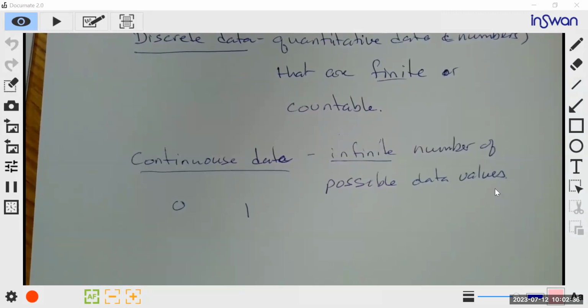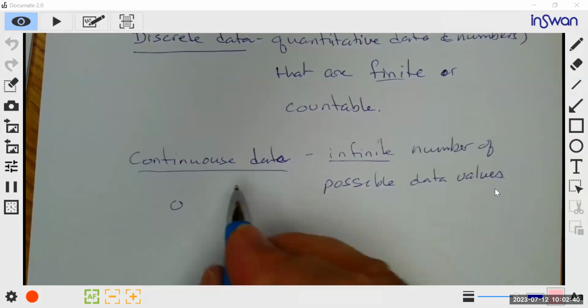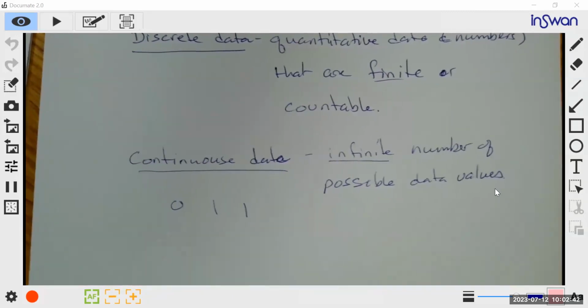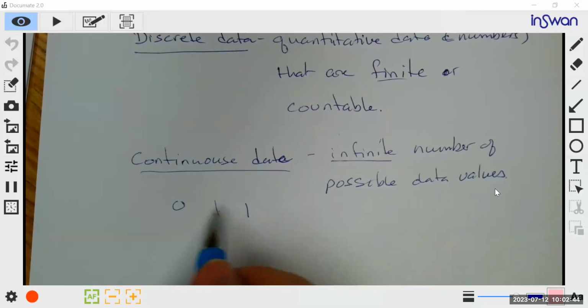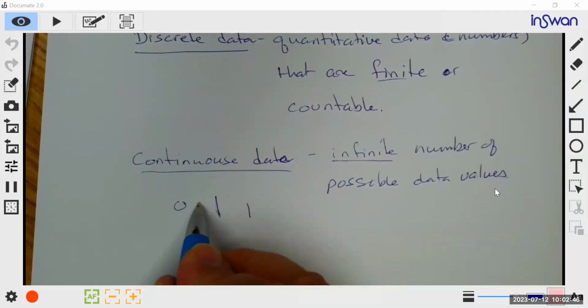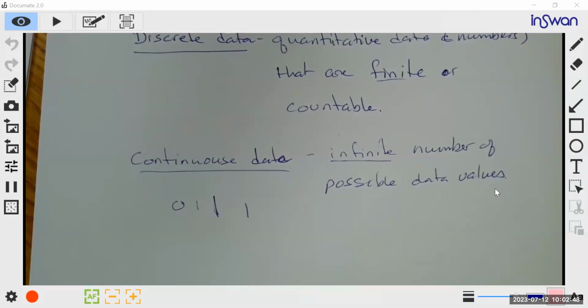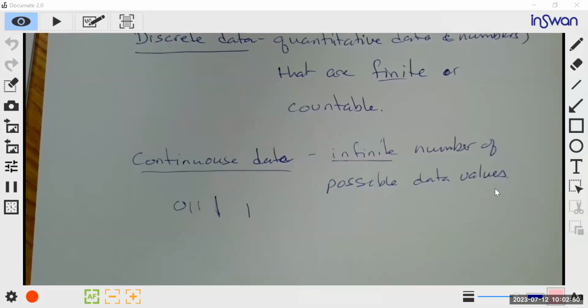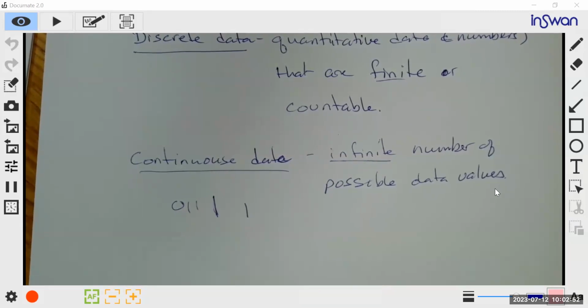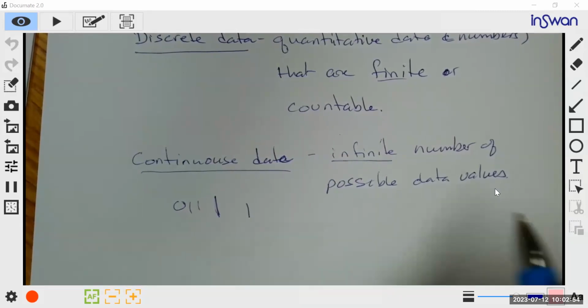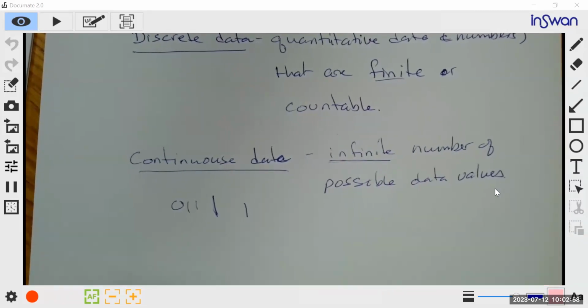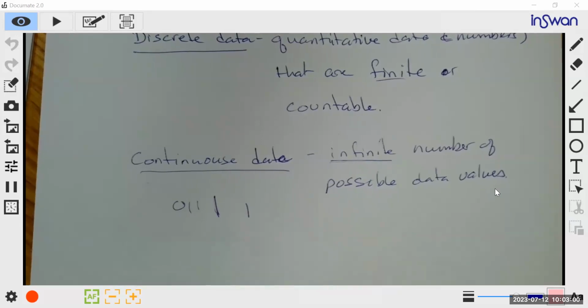There's a theorem in mathematics called the Bolzano-Weierstrass theorem. It says that if you give me any two numbers, I could divide those two numbers in half and I'll get a number. Now I can take those two numbers and divide them in half, I'll get a number. I can never stop doing that. That's infinity. There are an infinite number of subdivisions possible. That's what continuous data is.